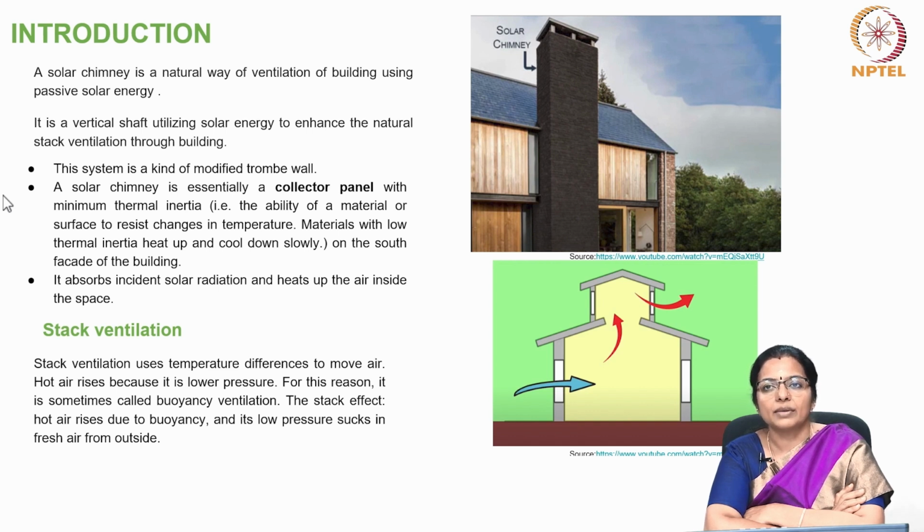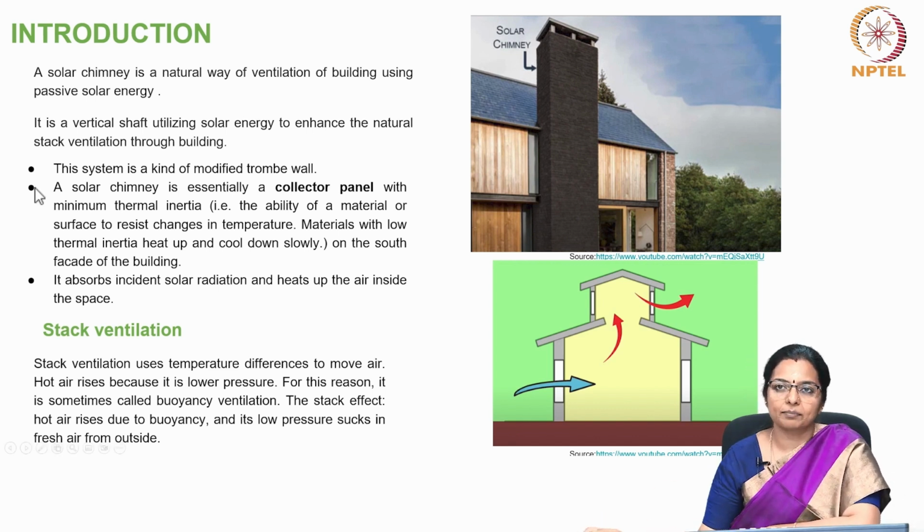A solar chimney is essentially a collector panel with minimal thermal inertia, that is, the ability of a material or surface to resist changes in temperature. Materials with low thermal inertia heat up and cool down quickly. It is normally kept on the south facade of the building. It absorbs incident solar radiation and heats up the air inside the space.